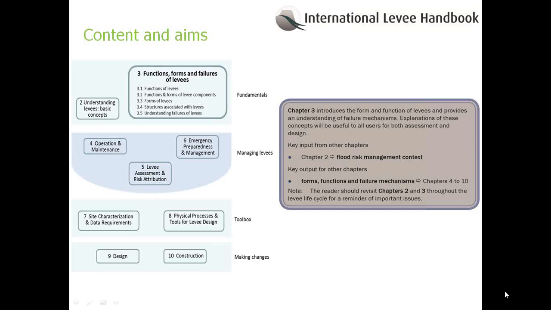As you can see from the overall handbook summary, Chapter 3, Functions, Forms, and Failures of Levees, is situated within the first of 4 categories, Fundamentals. Chapter 3 is preceded by a chapter entitled Understanding Levees, Basic Concepts, and followed by 3 chapters under the Managing Levees category, 2 chapters under Toolbox, and another 2 chapters under Making Changes.